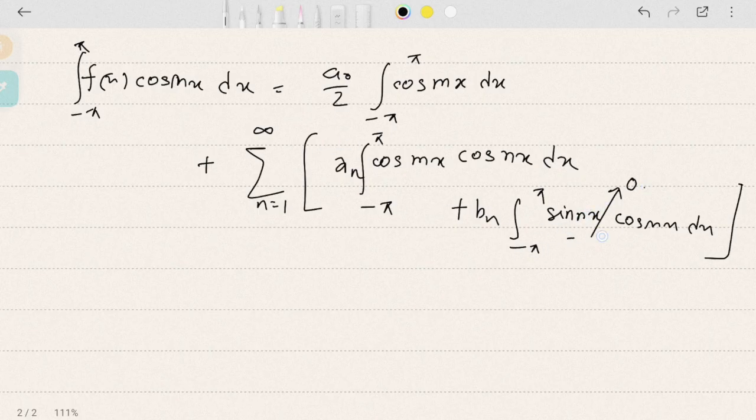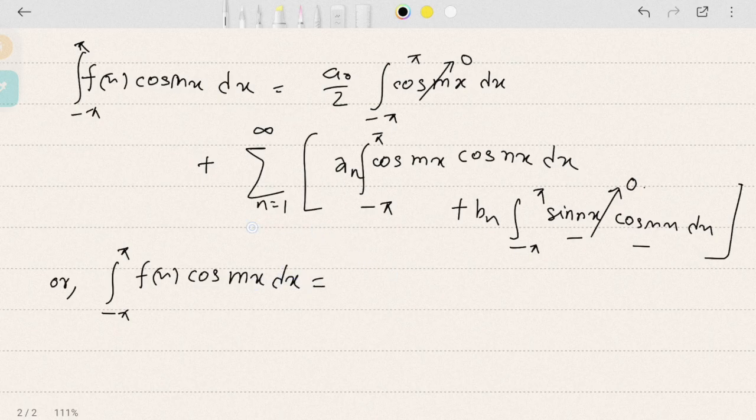You can say this is an odd function times an even function, so it's an odd function, so minus pi to pi, so it's 0. So now only this remains, and this is also standard, this is 0. So the next step is minus pi to pi f of x cos mx dx is equal to a summation. The summation will vary from 1 to infinity. So when n varies from 1 to infinity, at some point n will be equal to m. At that point only this integral will survive. Otherwise, anywhere else it will be 0.